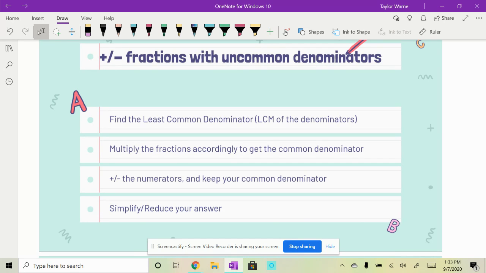Then you have to multiply your fractions accordingly in order to get the common denominator. And then you have to do whatever you do to the top, you must do to the bottom in order to keep the ratio the same of your fraction. Then you apply the same rules you did for adding and subtracting with a common denominator. You add your numerators and keep your common denominator and always simplify your answer.